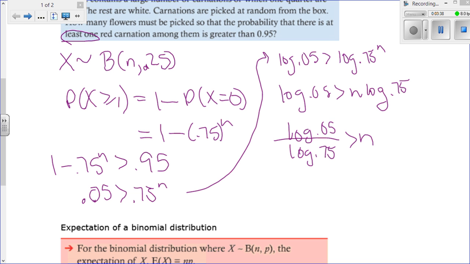And when I solve, let's see here. When I solve, I will have 10.4 is greater than n.